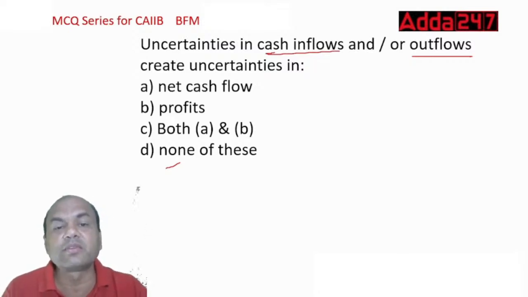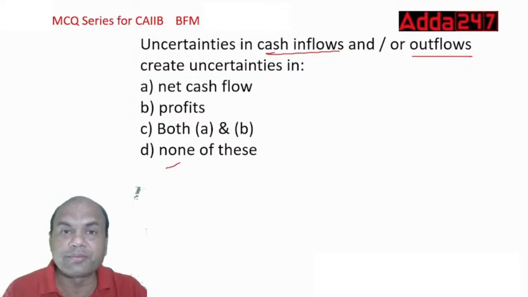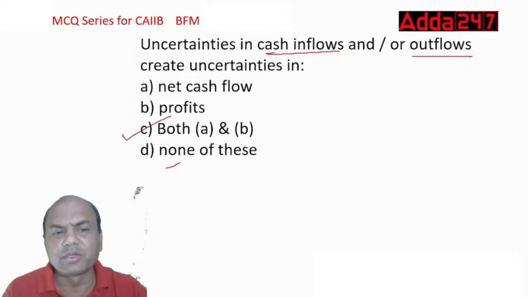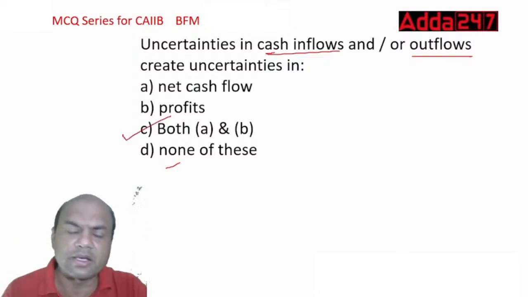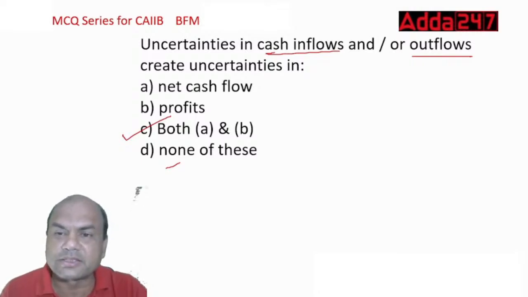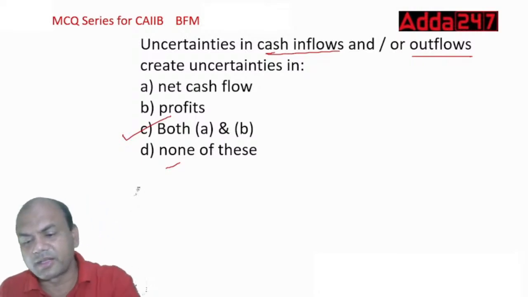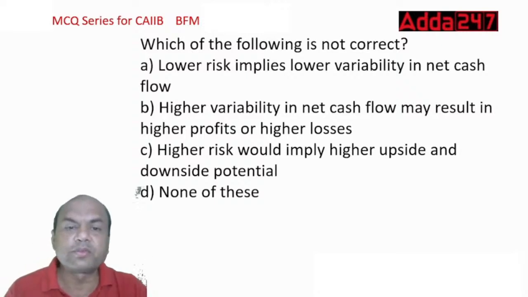So it will result in what? It can create uncertainties in net cash flow and profits, both A and B. Obviously, isn't it? Both A and B. See, how many of you have written it correct? Type in the comment section. Have you got it right?